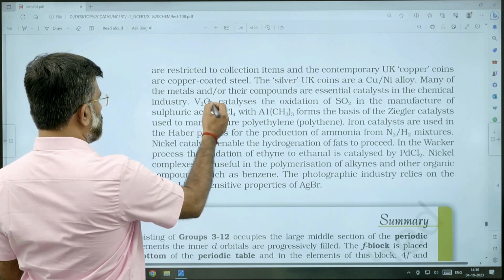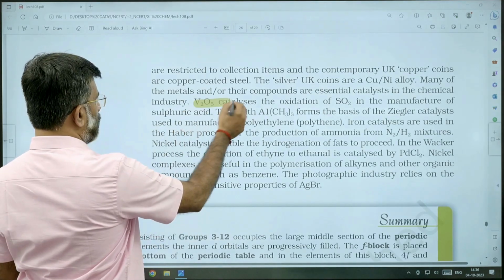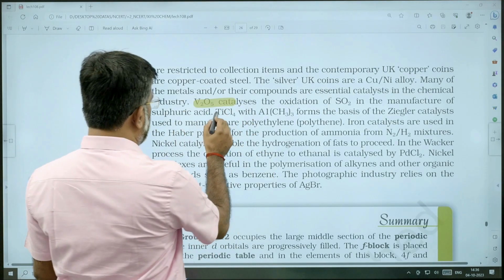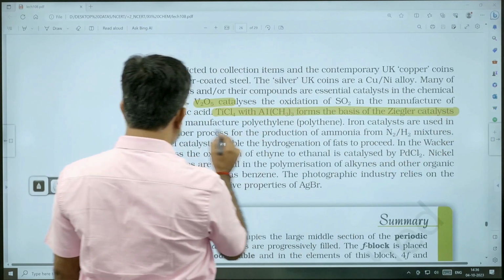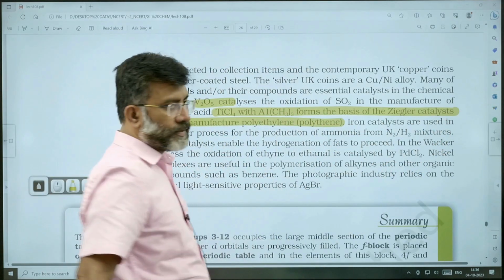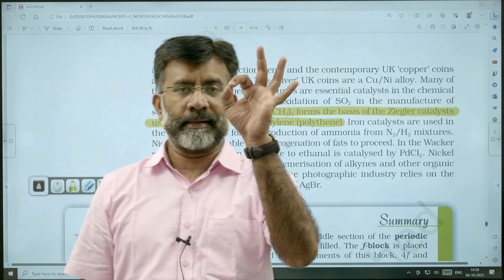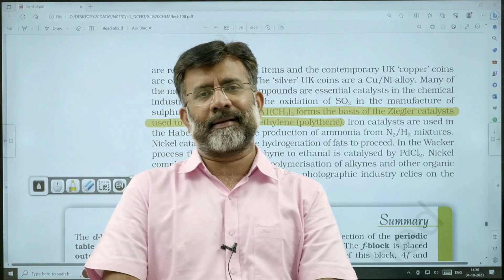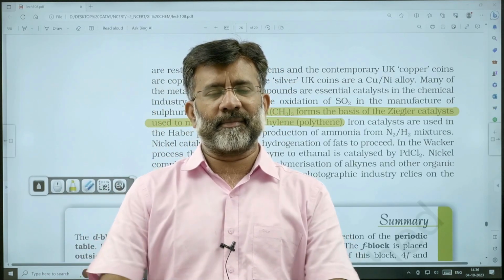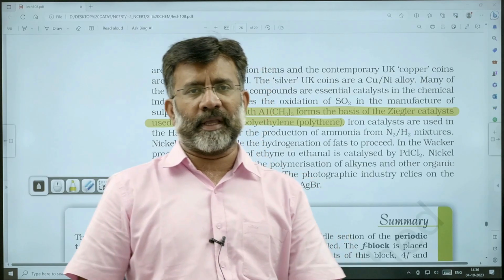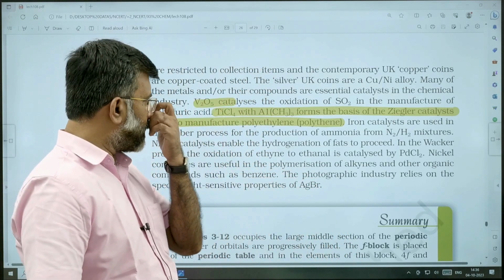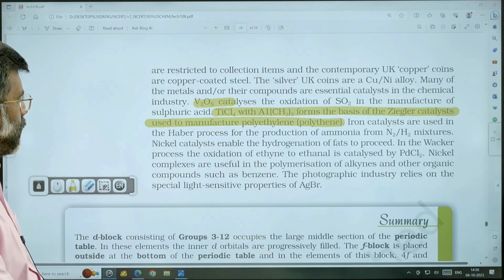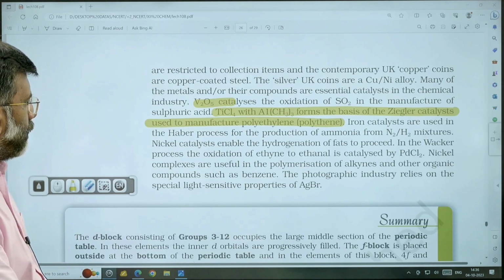Vanadium pentoxide, preparation of sulphuric acid by contact process, already commented. This is an important point. Ziegler-Natta catalyst: titanium chloride and trialkyl aluminium used as Ziegler-Natta catalyst in the manufacturing of polyethylene, polythene.